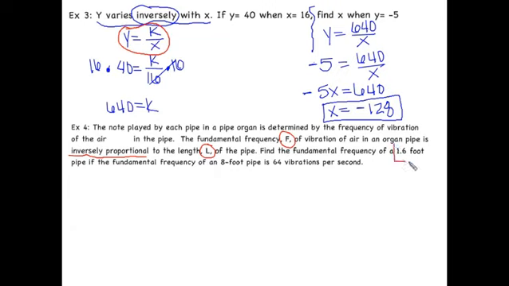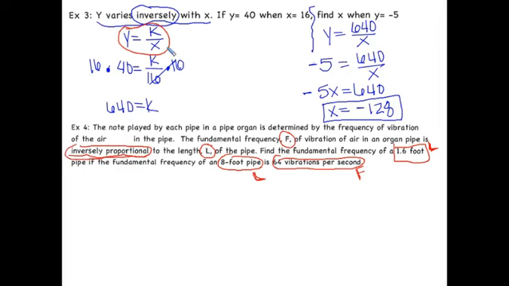Find the fundamental frequency of a 1.6 foot pipe, so I'm going to label that as an L because we're dealing with length, if the fundamental frequency of an 8-foot pipe, so there's another length, is specifically 64 vibrations per second. So that's a frequency right there. Since we have this inverse relationship, we could set up an equation to help us answer this scenario. We could use y equals k over x. We're going to think division because it said inversely proportional.